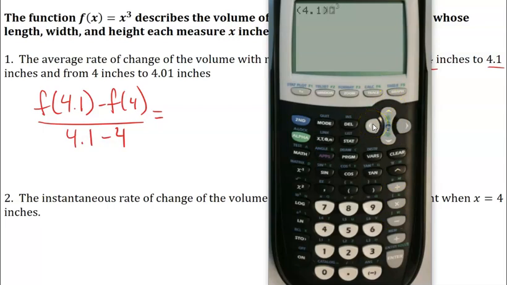Whoops, actually, sorry, don't close the parentheses there. 4.1 to the third minus 4 to the third. I need parentheses around my entire numerator, okay? And then divided by 4.1 minus 4, which is just 0.1. So I really don't need parentheses there because I just subtracted in my head. Okay, which gives us 49.21.